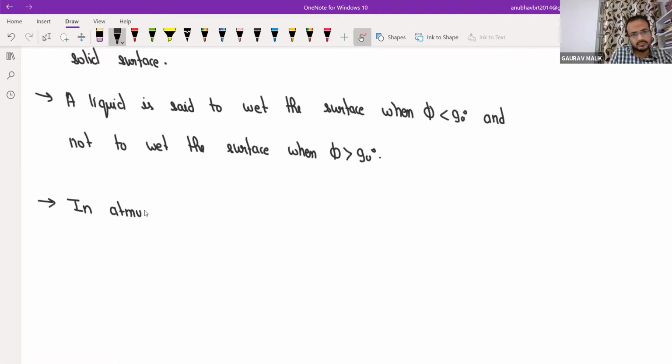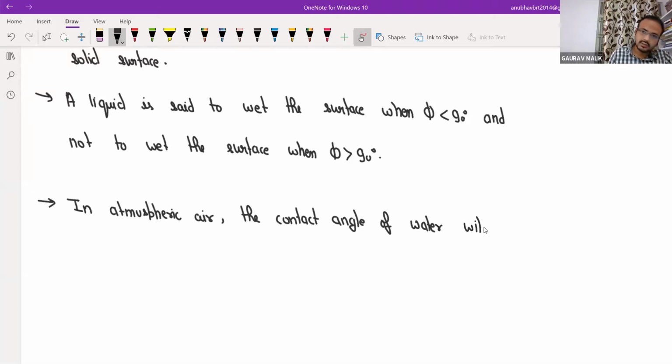In atmospheric air, the contact angle of water with glass is nearly zero. So sometimes in numericals, if you don't have any idea of the contact angle, then you need to take 0 degree, and cos 0 degree is equal to 1.